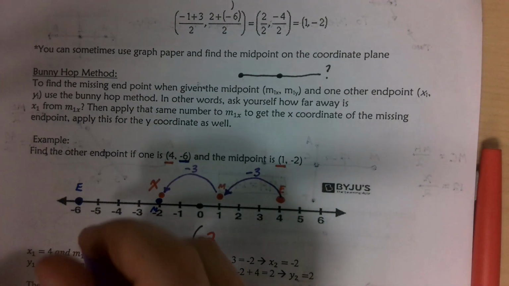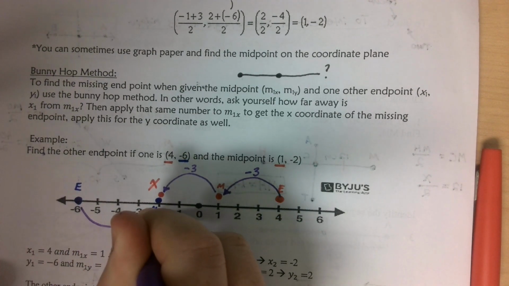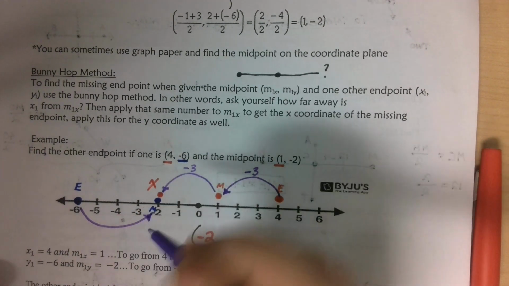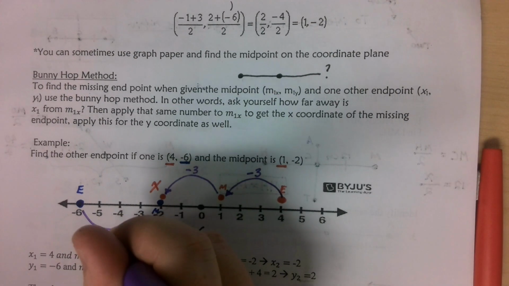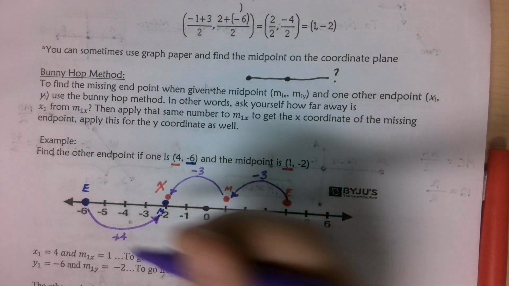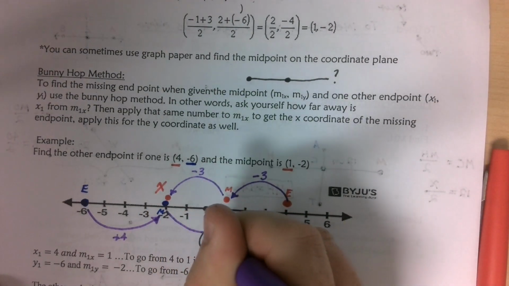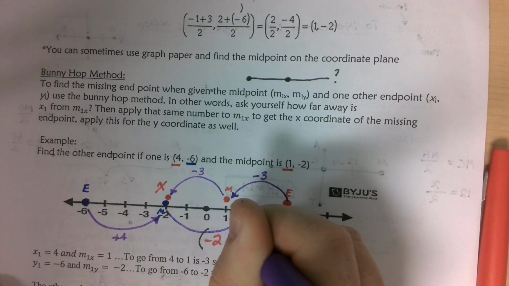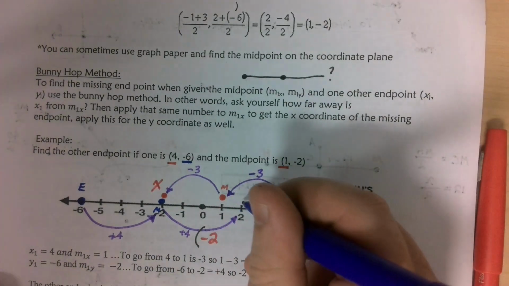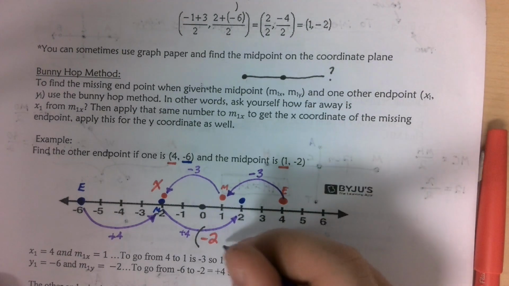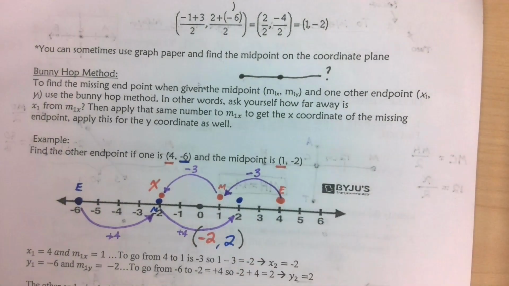All I need to do is bunny hop our way to the other endpoint. So how far away is M, our blue midpoint, from E, our blue endpoint? It's just plus 4 away. So to find the other endpoint, we just have to bunny hop 4 forward. And what's 4 more than negative 2? Positive 2. Our other endpoint has a y value of positive 2.